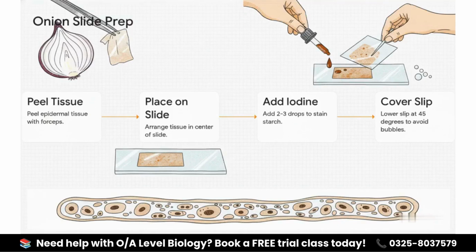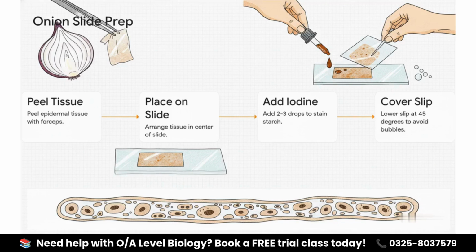So to actually see these tiny structures, we need to know exactly how to prepare them in the lab. Let's walk through how you'd prep a plant cell slide using a simple onion. First, you peel a thin piece of epidermal tissue using forceps. Second, carefully lay it perfectly flat in the center of a glass slide.